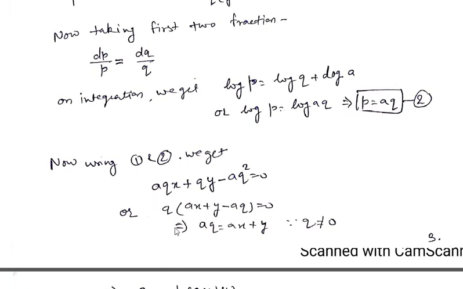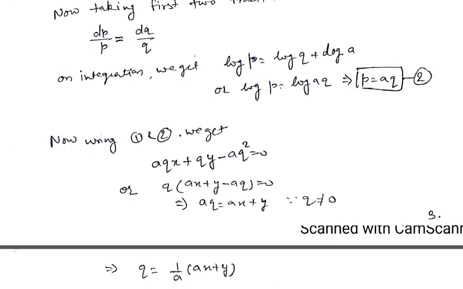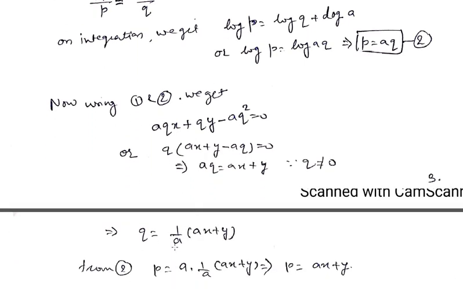Taking q outside, we get q into (ax plus y minus aq) equals 0. As we know, q is not equal to 0, so aq equals ax plus y. Now q is 1 upon (ax plus y). So putting the value of q in equation number 2, we can get the value of p. So p becomes ax plus y.